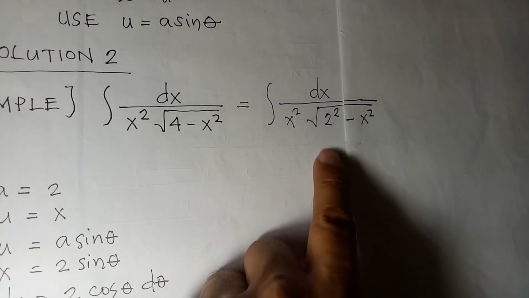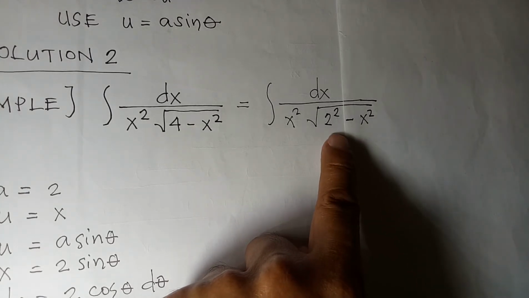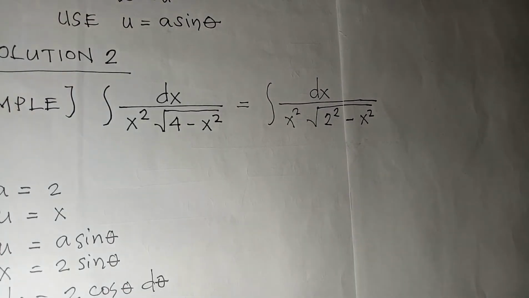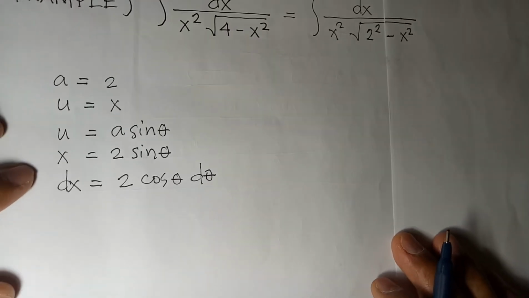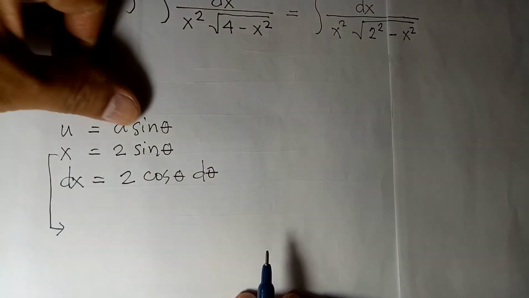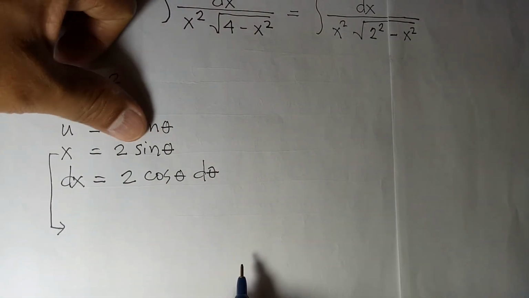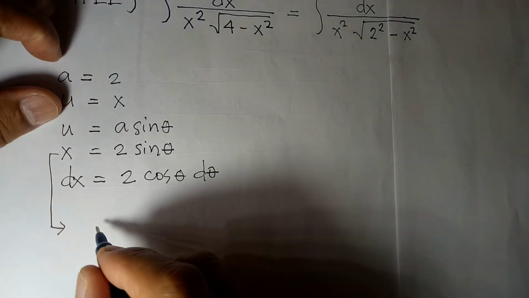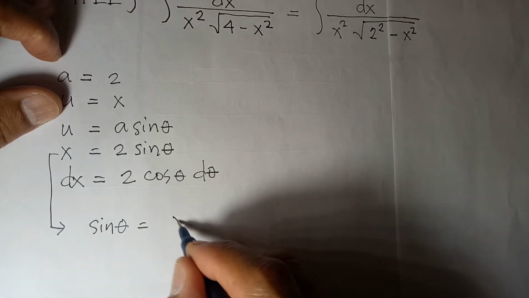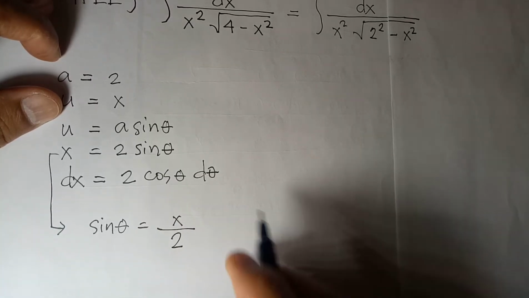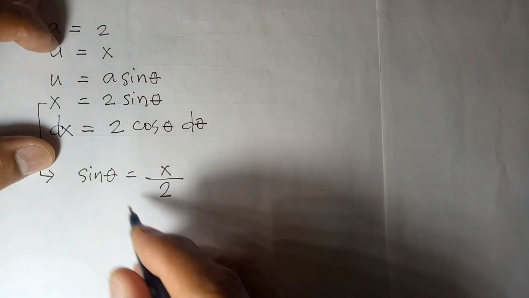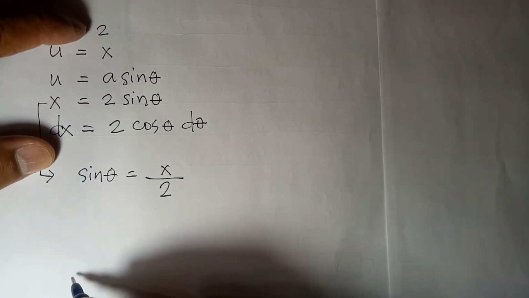Ngayon, hahanapin naman natin ay yung pang substitute natin sa square root of 2 squared minus x squared, or square root of 4 minus x squared. So, from x equals 2 sine theta, if we're going to solve for sine theta, so sine theta will become x divided by 2. So, sine theta equals x divided by 2. Okay. Kaya rin nun, drawing natin yung right triangle defined by this function.